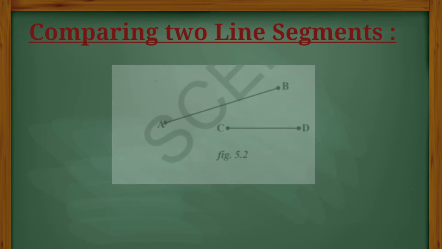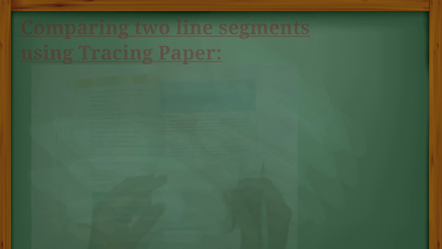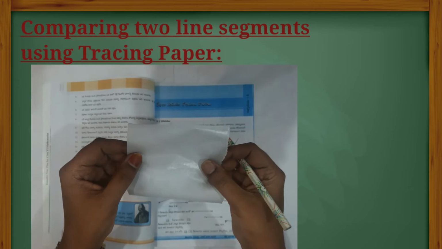Now observe figure 5.3. Here, 2 line segments are given, PQ and RS. By observing these 2 line segments, can you find which one is longer? By simply observing, can you find? It is somehow difficult, isn't it? So for this comparison, we will do one activity with the help of tracing paper.